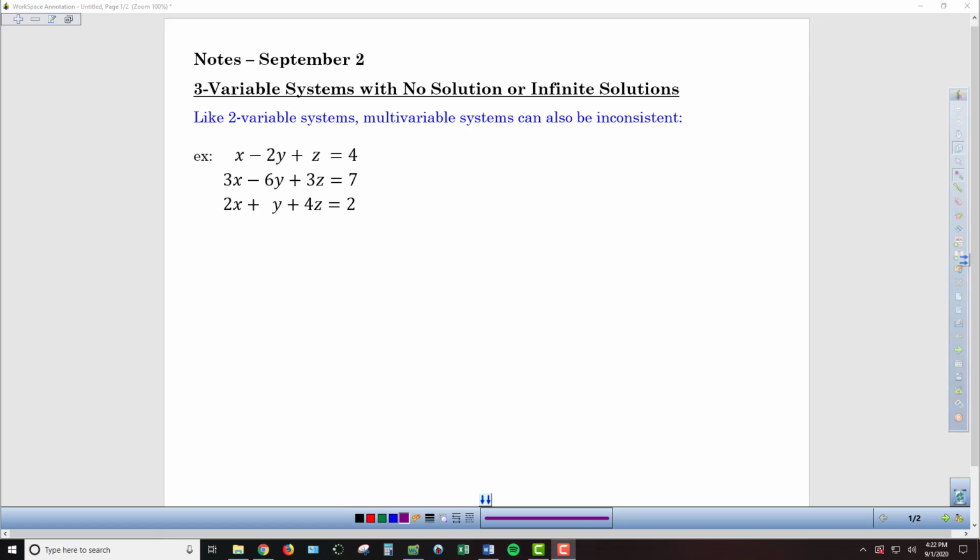So just like we had with two variable systems, we can have three variable systems where we have no solution or where we have infinite solutions. So I wanted to demonstrate an example of each of those here today. Now, I'm going to approach this the same way that I did with the other three variable system problems. I have to find a variable that I'm going to get rid of twice.